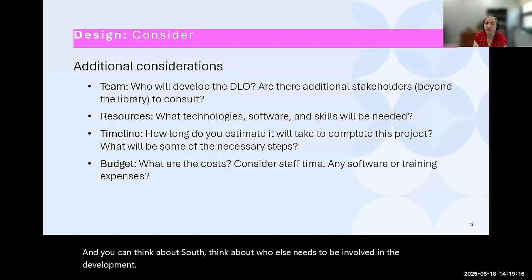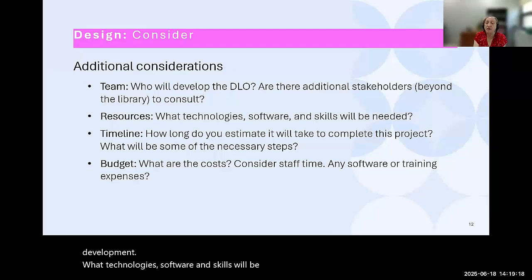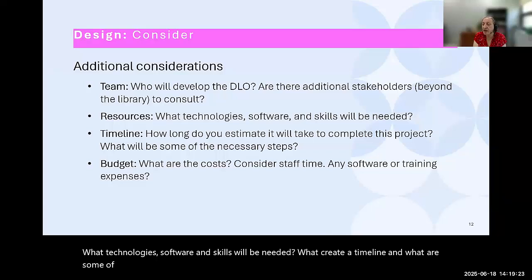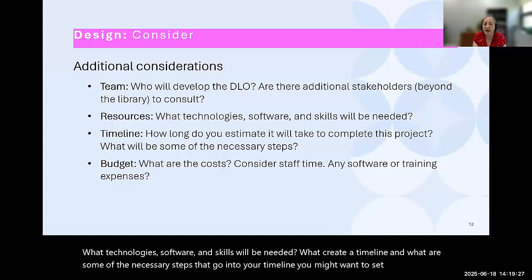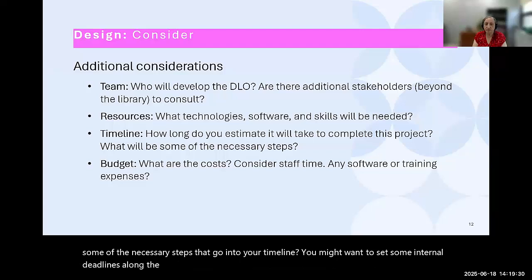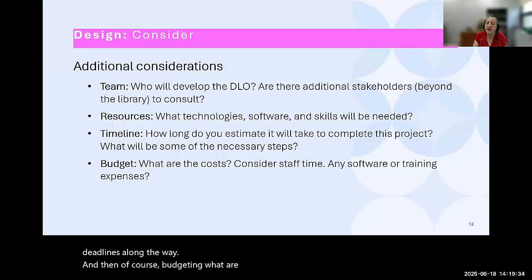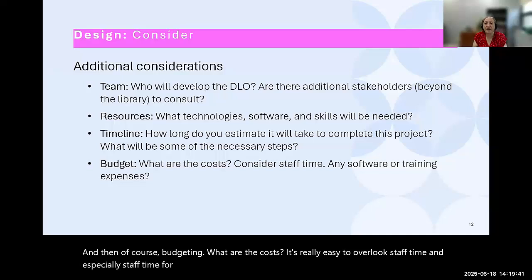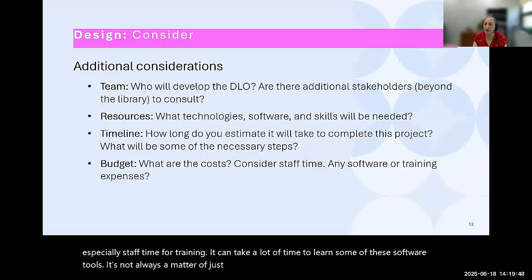What technologies, software, and skills will be needed? Create a timeline, and think about what some of the necessary steps are that go into your timeline. You might want to set some internal deadlines along the way. And then, of course, budgeting. What are the costs? It's really easy to overlook staff time, and especially staff time for training. It could take a lot of time to learn some of these software tools. It's not always a matter of just sitting down and putting something together.